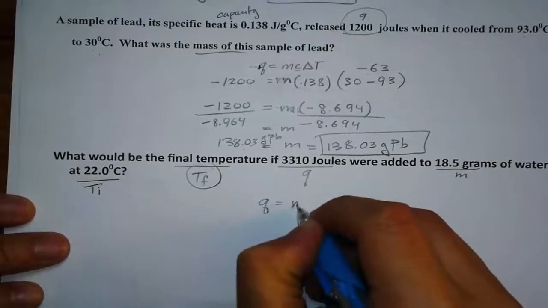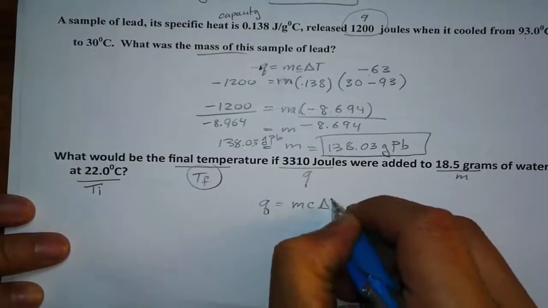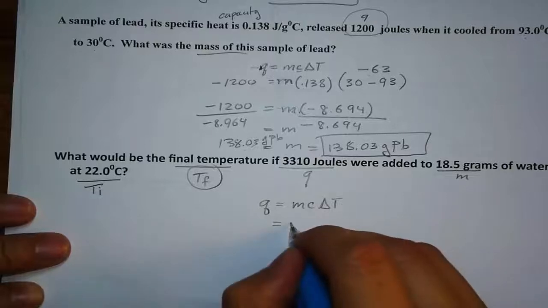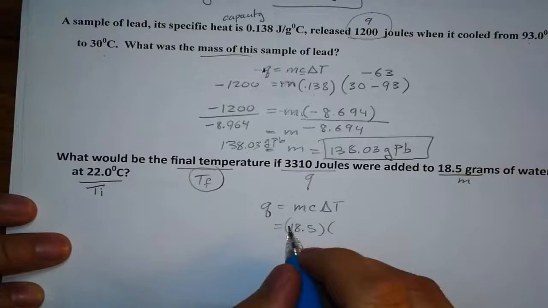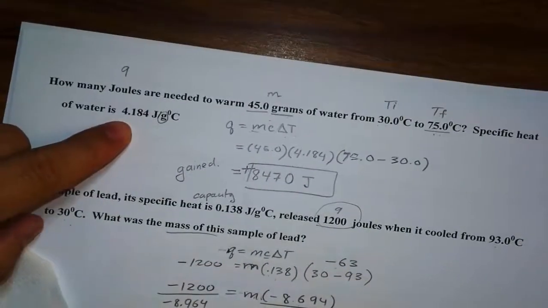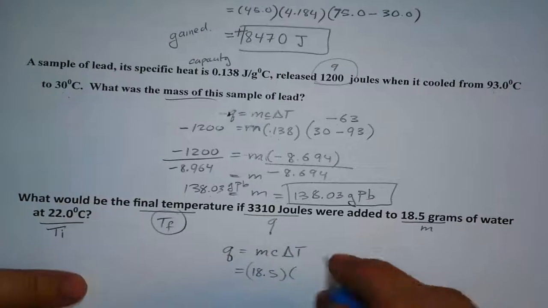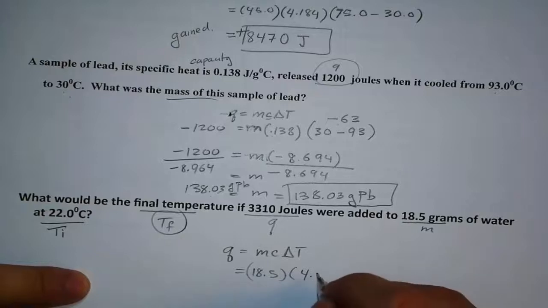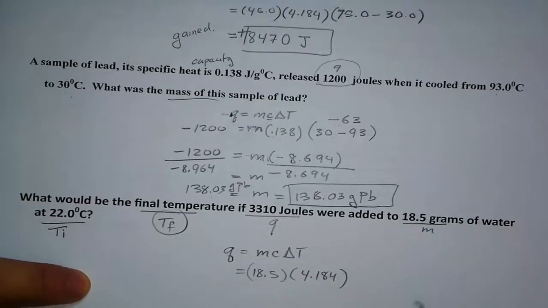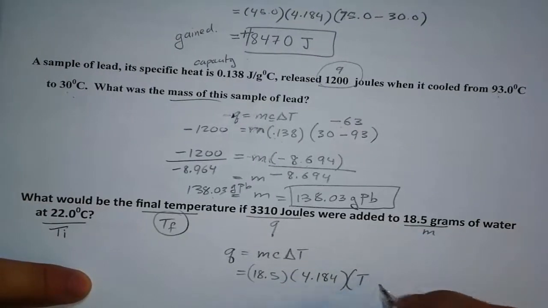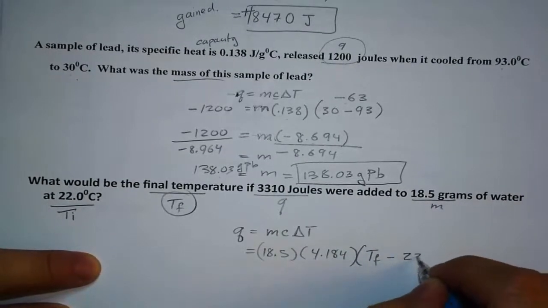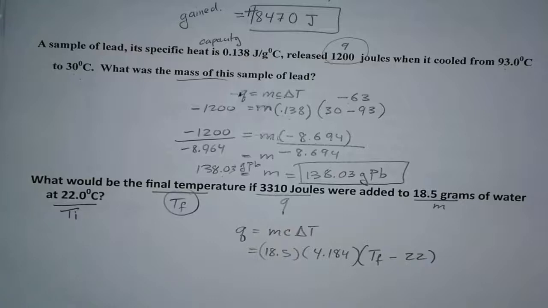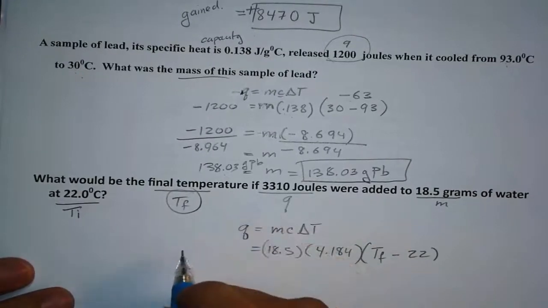So again, Q equals M C delta T. Well, M in this case is 18.5. And what is our C going to be? We know that C for water is 4.184, which I recommend you remember. And our delta T is Tf minus Ti, and Ti in this case is 22. So can we simplify this? Of course, it's so easy. Well, before that, let's plug in the joules, which is 3310.